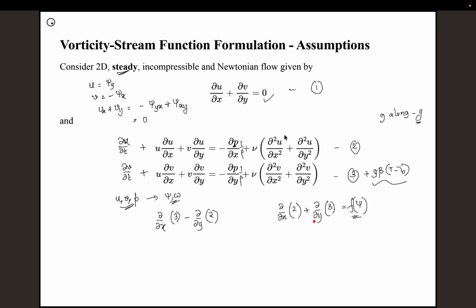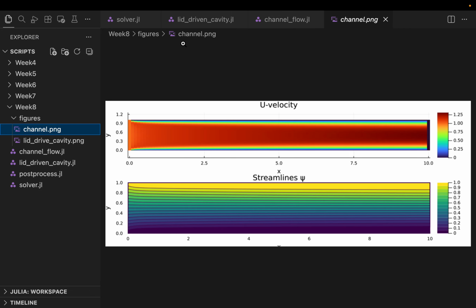This will essentially be some kind of Poisson equation in pressure, which is a function of this psi. Psi is already known to us from the solution. We already solved everything, so we'll know this value. So this is again another Poisson equation that we need to solve. Once we solve this, then we'll get the value of p, which we can use. So that is the second part I was referring to.